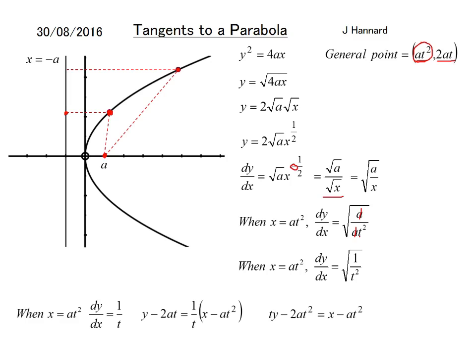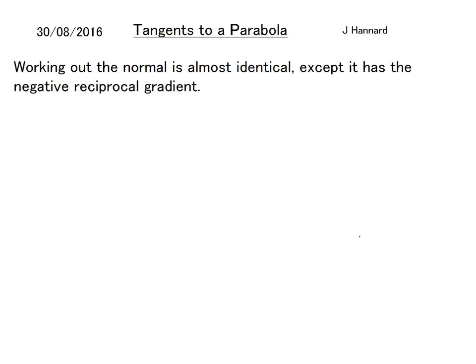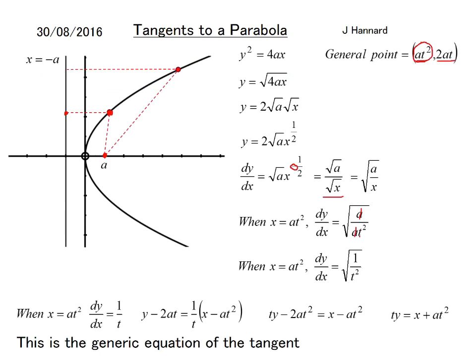And multiplying through by t, because I'm not a particularly big fan of fractions, and you end up with that. Be very careful, you have to power your t's. So it's ty minus 2at squared equals x minus at squared, and just taking the 2at over the other side, you end up with ty equals x plus at squared, and that is the generic tangent to any parabola. So if you have any numbers, you can work through that.